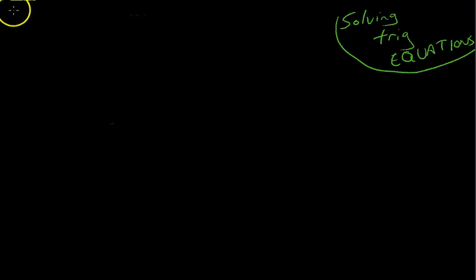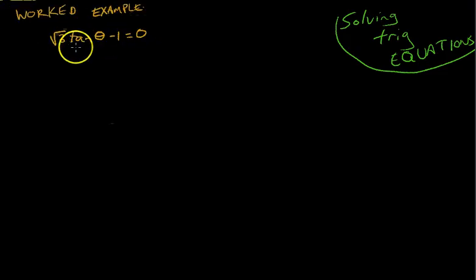Let's take a look at a worked example. Okay, so here's our first worked example here. Root 3 tan theta minus 1 equals 0. We need to put it in a domain as well. Let's say 0 is less than theta, which is less than 2 pi. So that's a domain that we're really comfortable with. Just one full rotation around our circle here.